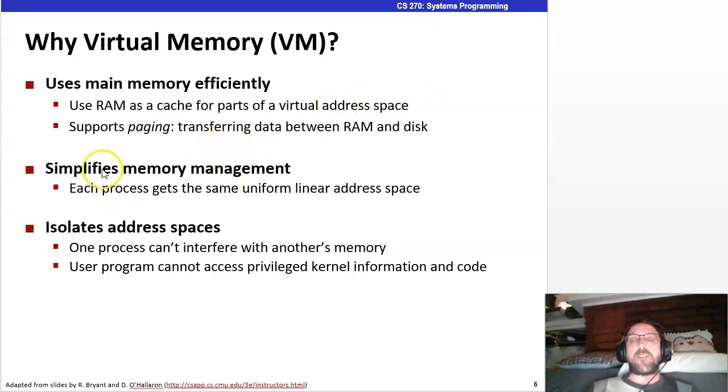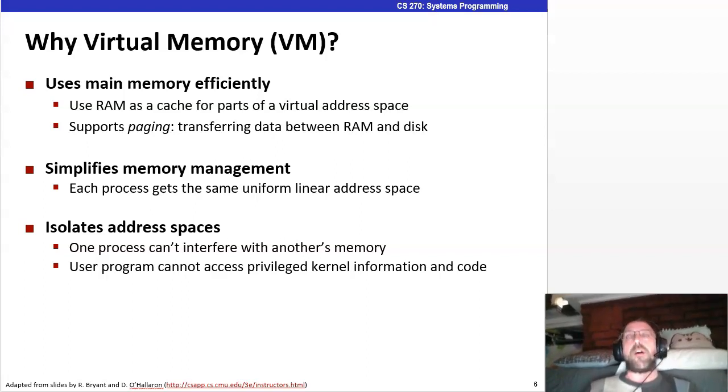It also simplifies memory management. Each process running on the system gets the same address space. So we don't have to worry when we're compiling, or rather when we're linking a program, about what address it needs to be loaded at runtime. We don't have to worry about whether other programs might already be using that same address. We can instead just decide what that address is going to be, and with the help of the hardware and the operating system, make sure that when this program is running, it sees the layout of memory that it expects in its virtual address space.